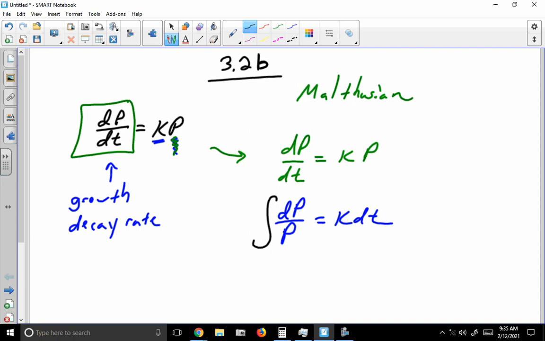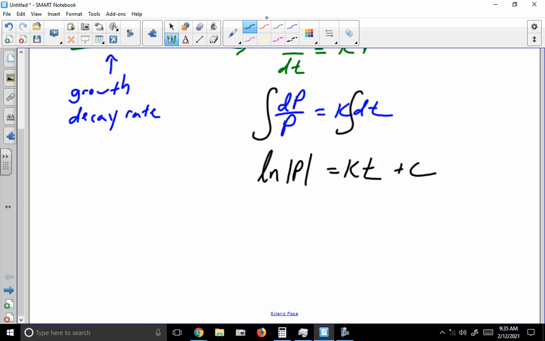When we integrate both sides, k is a constant, so let's leave it outside of the integral. The left side integrates into natural log of P. The right side, when we're integrating a constant, we just pick up our variable and then plus c. So to get rid of the natural log so that we can solve for P, we're going to do e to both sides. So e and natural log undo each other. Our population can't be negative, so there's no need to leave it in absolute values.